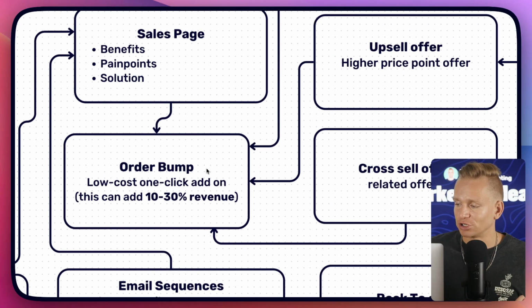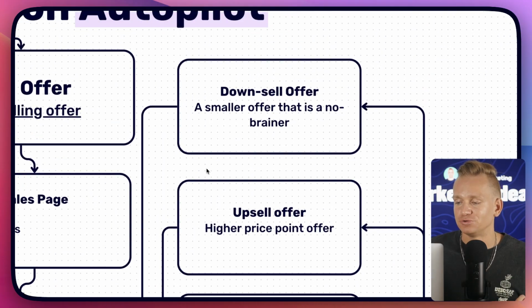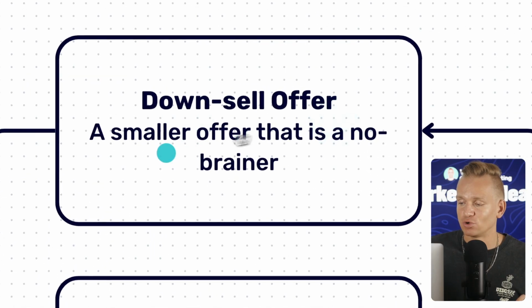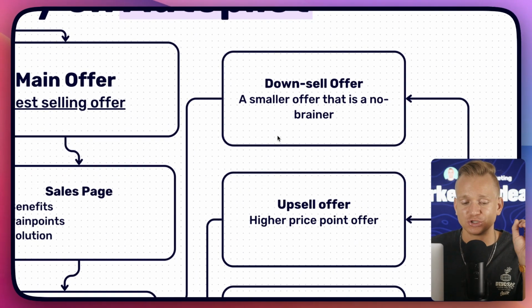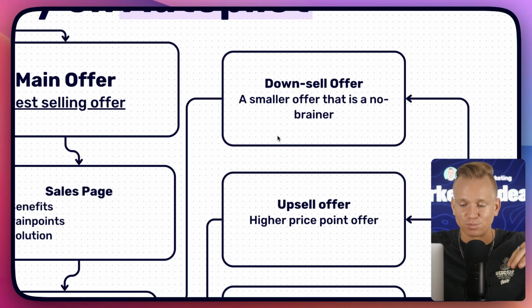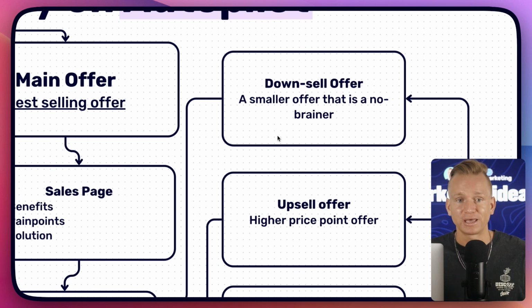And then just to show you structure wise, obviously we also want to set up our downsell, so a smaller offer that is a no-brainer. We can do it in different ways, so it really depends, and I'm not going to go super in depth. This is more of an overview of the system that you can implement right away and see great results. I don't want to overcomplicate it and confuse you.